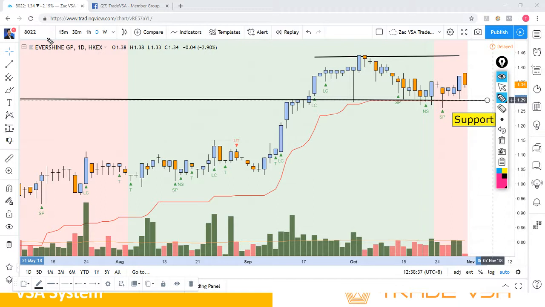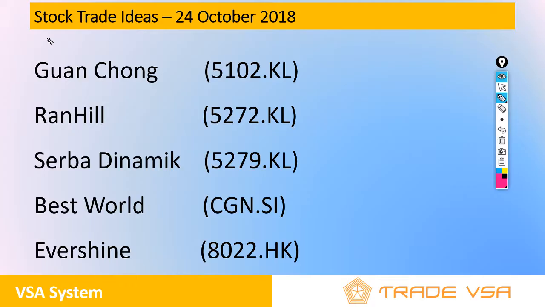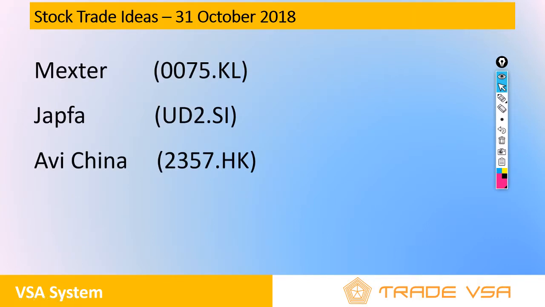Okay, so I think I've finished the stocks review for 24 October from last week. Now I have 3 stocks that I think you can monitor for this week. First is Maxter from KLCI, which I picked up based on Spring. Then Jaffa from Singapore, and Avi China. I think this is from the Spring Screen as well.